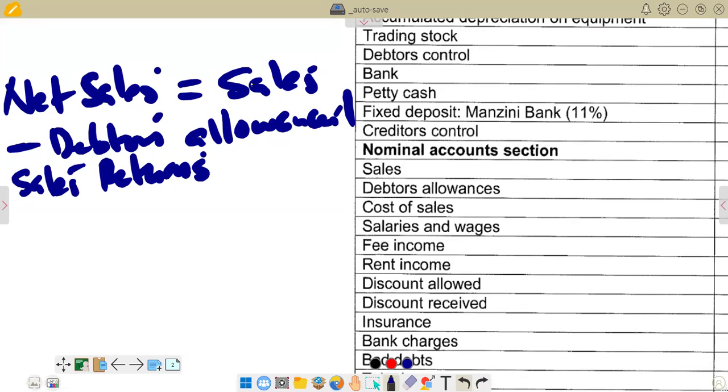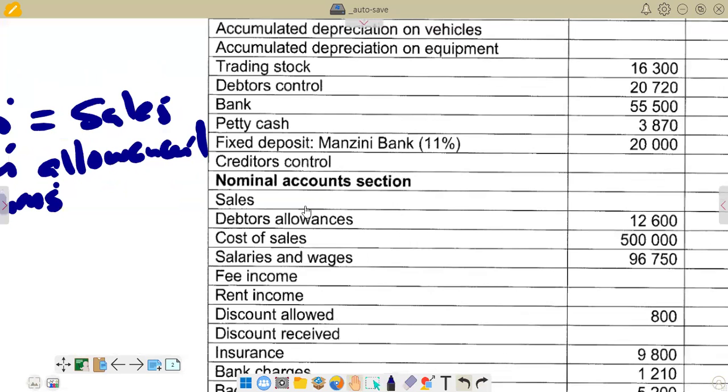If you have any other adjustments, you can also adjust for those. But the general formula that we use is sales minus debtors allowances or sales returns, which gives the net sales figure. We might also have some adjustments in the additional information that affect our sales, and then we can adjust for that too. So this is what we are going to look for in this trial balance.